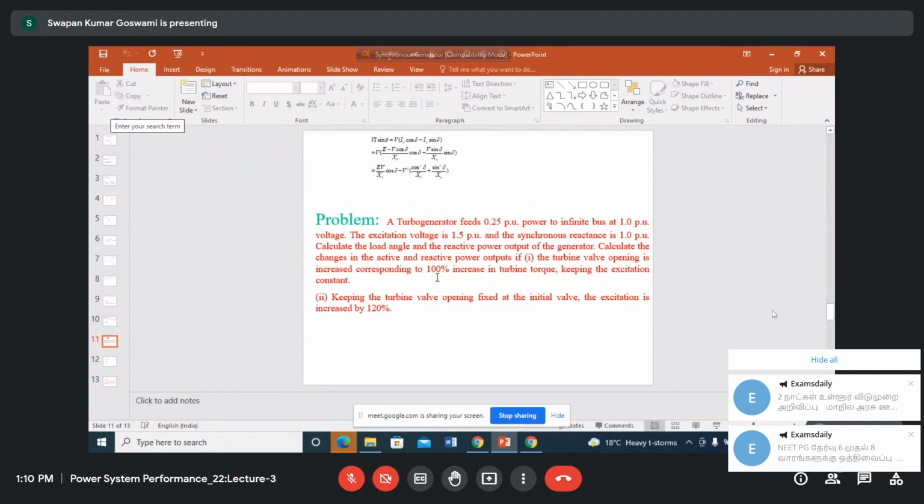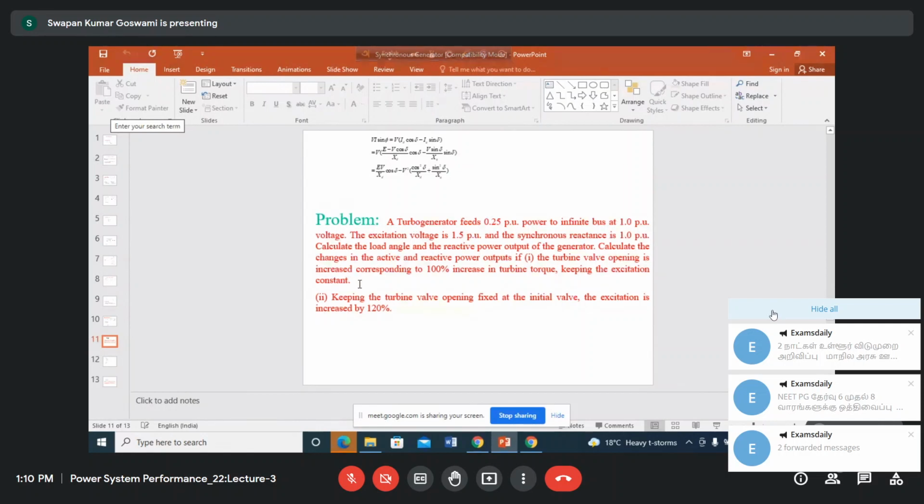Now steam valve opening is increased by 100%, means power output will become 0.5, power input becomes 0.5 because the opening has increased. Okay, keeping the excitation constant. So field current is not changed. So let us solve this part first.